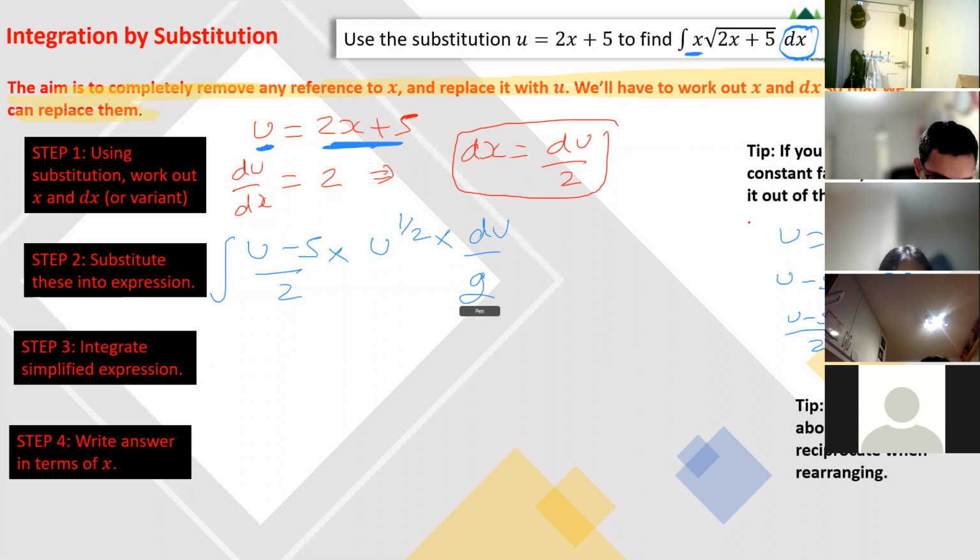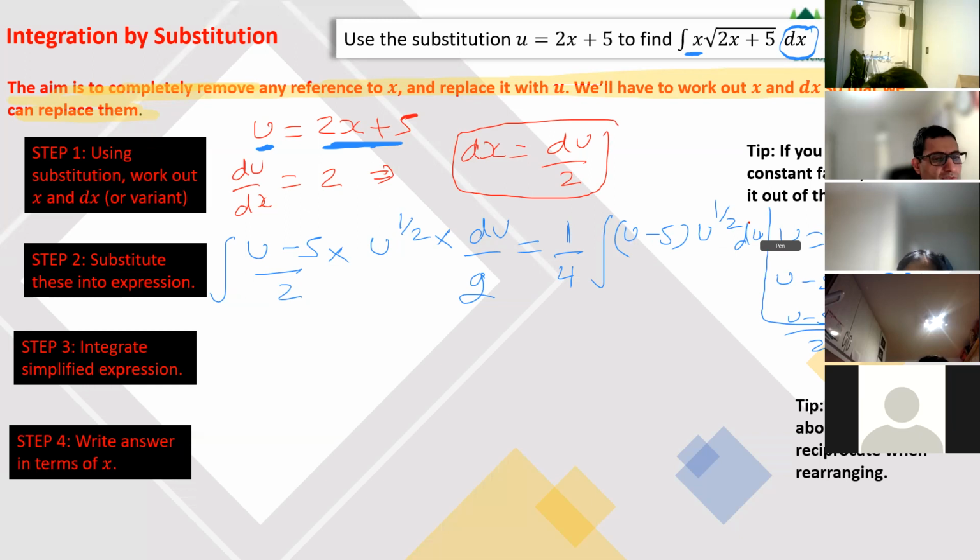Now I wrote another tip here. If there's a constant, we want to make the question easy and accessible to you. What I mean by that is we don't want to make the question look horrible to you, so we are going to simplify it. We know half times half is going to be 1/4. We end up with 1 over 4, u minus 5, times u to the power half, du. Now you can see that the question looks quite tidy up there.